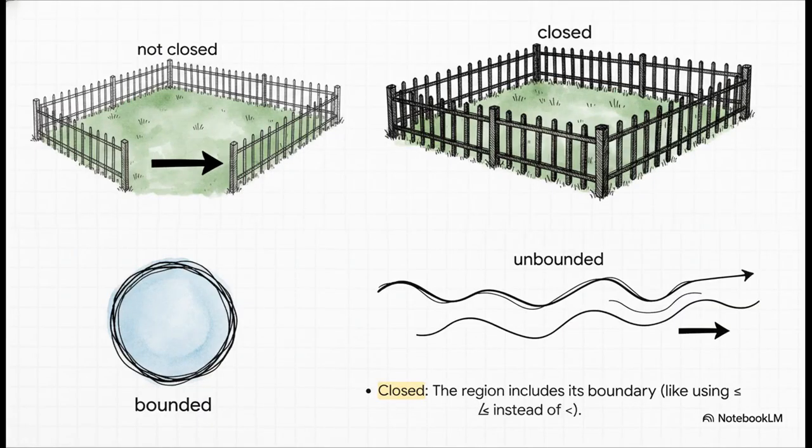So what do closed and bounded actually mean? Well, closed is simple. It just means the region includes its own boundary. Think of a fenced-in yard that includes the fence itself. It's why we use less than or equal to signs. And bounded just means the yard isn't infinitely large, it's contained. Our region has to be both for this to work.